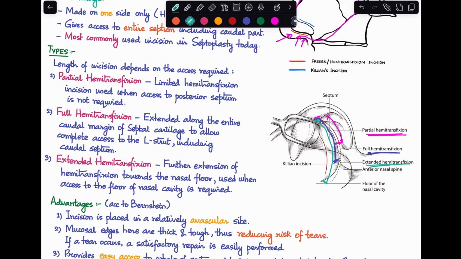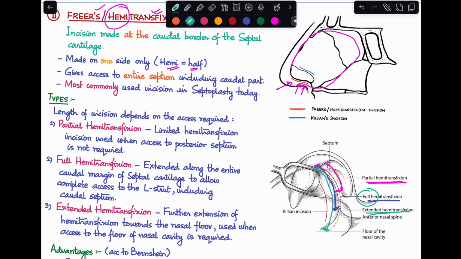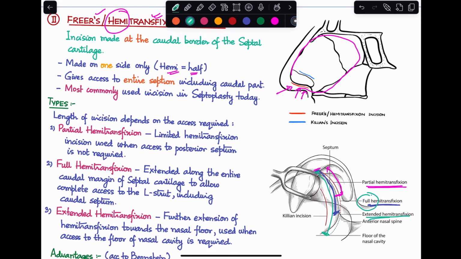So you can see how hemitransfixion incision can be extended and can be of different length depending upon the access that you require. We give a partial one when we do not require any access to the posterior septum. We do a full hemitransfixion when we want to allow complete access to the L strut as well as the caudal septum. And we do an extended hemitransfixion when we require access to the floor of the nasal cavity as well. So this is how you can have the three different types of hemitransfixion or the Freer's incision.